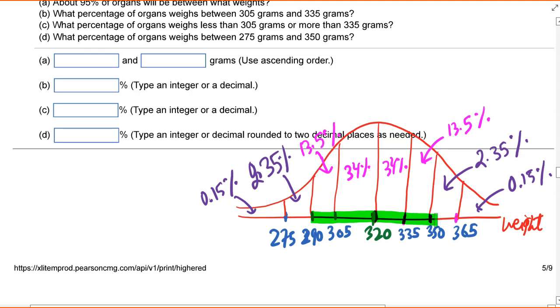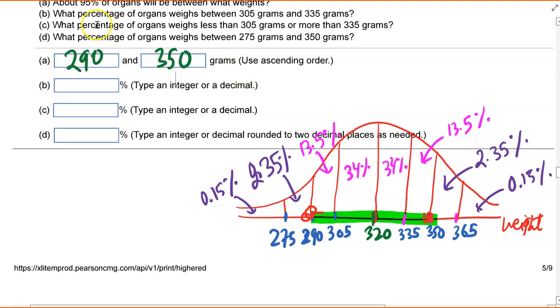Okay, this is 95%. 13.5 plus 34 plus 34 plus 13.5. This is 95%. Therefore, 95% of the organ weights will be between 290 and 350 gram. In other words, 95% of the data lies between 290 gram and 350 gram.